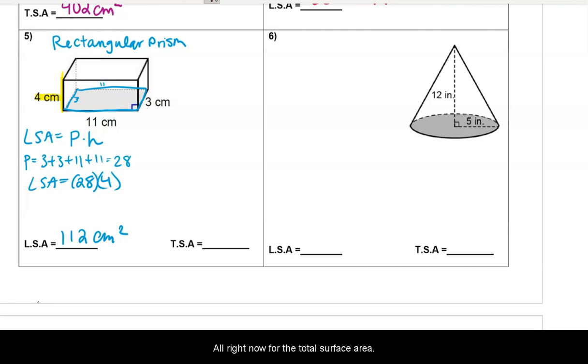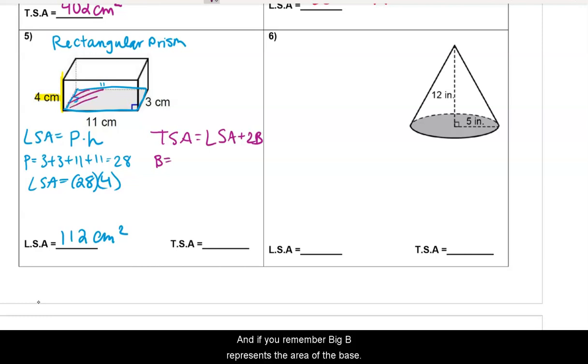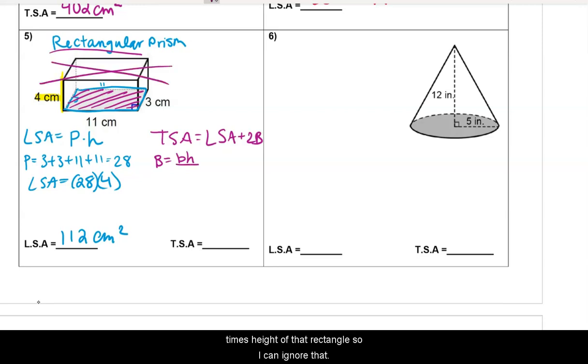All right, now for the total surface area, it's asking for both. Total surface area formula is going to be that lateral surface area plus 2 times big B. Now we need to find big B. And if you remember, big B represents the area of the base. So how can we find area of a rectangular base? Well, on our formula sheet, it says base of that rectangle times height of that rectangle. So again, ignoring that 3D figure, we're looking just at the rectangle to find big B.